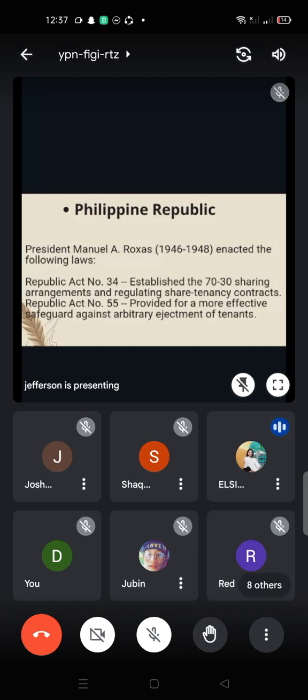President Manuel A. Roxas, 1946-1948, enacted the following laws. Republic Act Number 34 established the 70-30 sharing arrangement, regulating shared tenancy contracts. Republic Act Number 55 provided for a more effective safeguard against arbitrary ejectment of tenants.